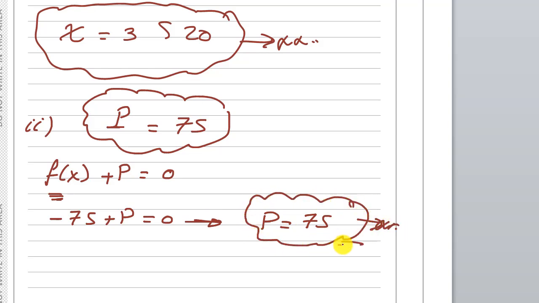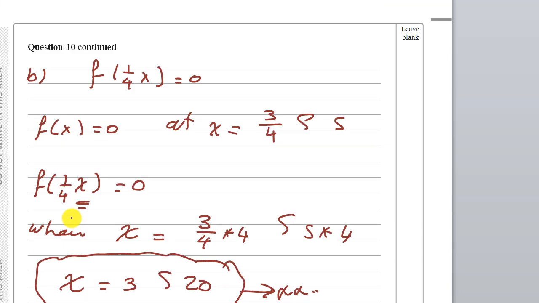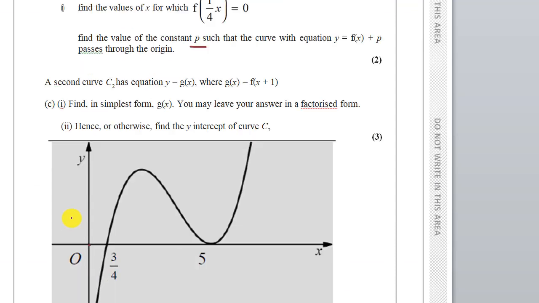Okay. Why 0? Because at the origin. Why f of x is minus 75? Because he said that y equal to. Okay. So let us go ahead to the last part.